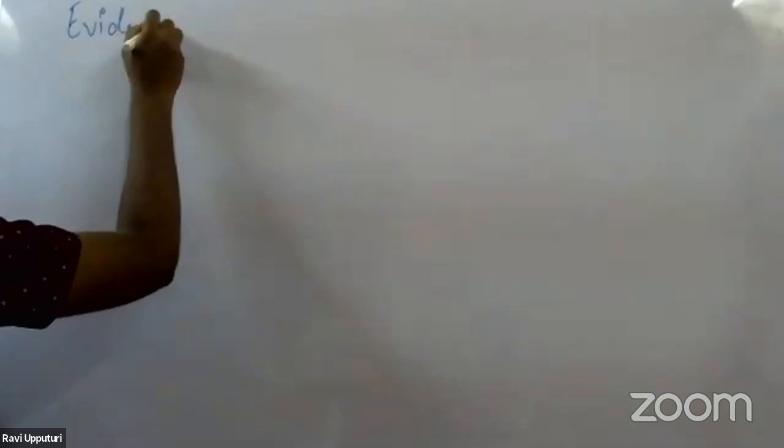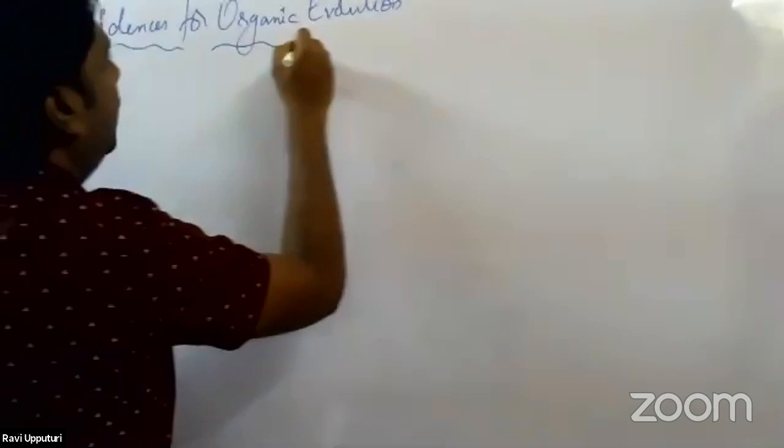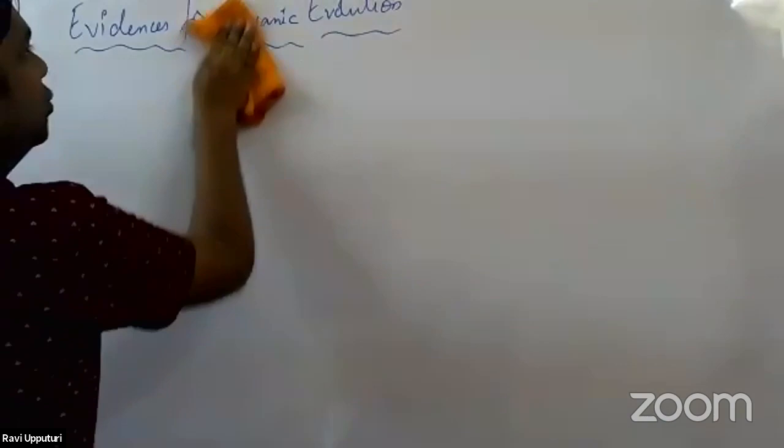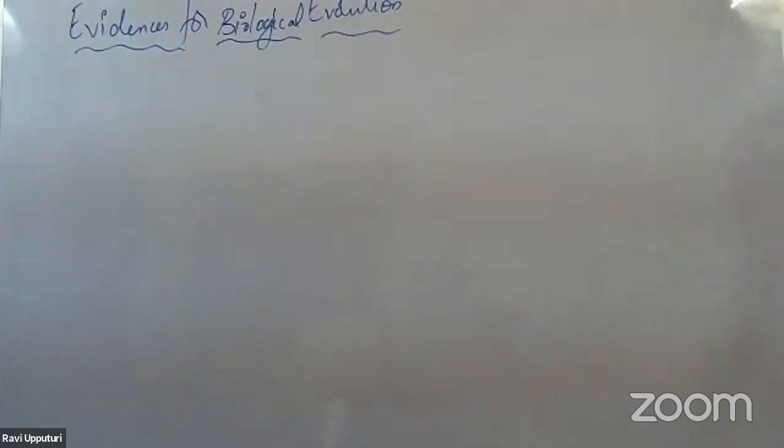So in today's session, let us begin with the evidences for organic evolution. The topic we are going to take up today is the evidences for organic evolution, or we can put it this way, the evidences for biological evolution. I think that would be the apt term. Rather than organic evolution, we can use the term biological evolution. So we'll be taking up the evidences for biological evolution, right?